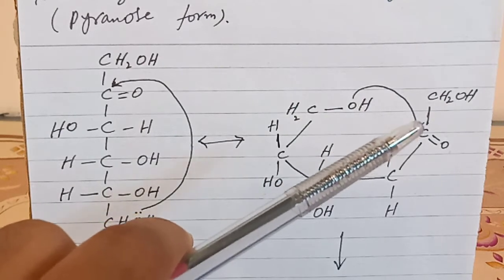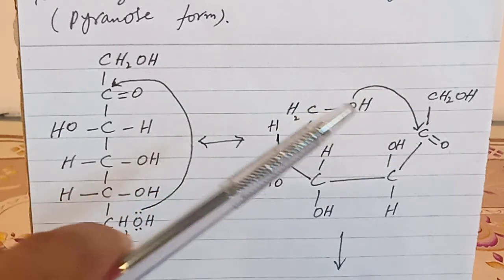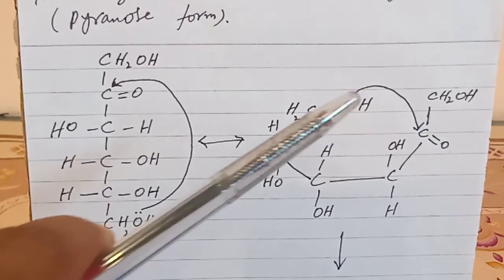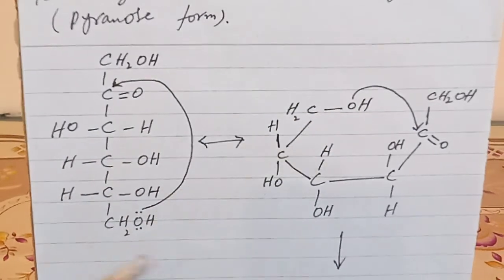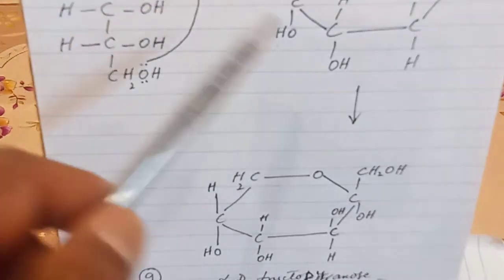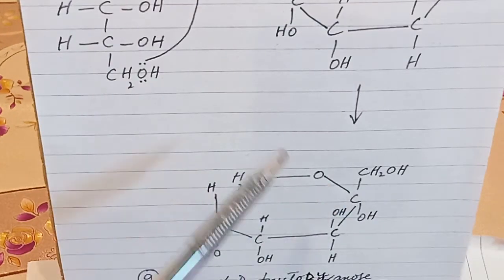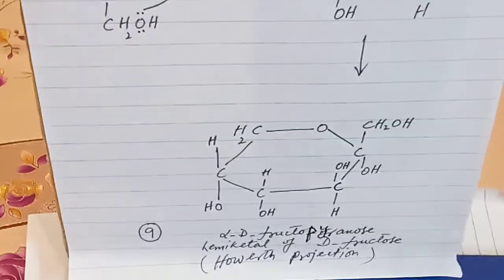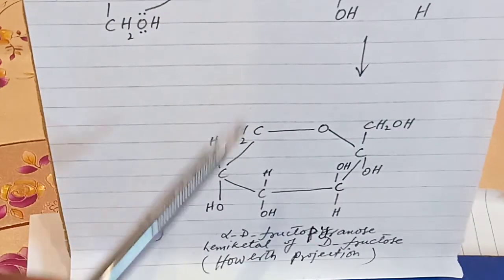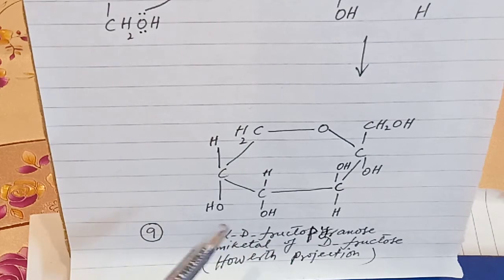Look here in the structure: carbon number 2, and this is carbon number 5 containing the hydroxyl group. So here the hemiketal linkage is formed in the next structure of this case. The same hemiketal reaction, condensation, and a water molecule will be released. Therefore, what structure will be formed? Alpha-D-fructopyranose, hemiketal of D-fructose. This is a Haworth projection.